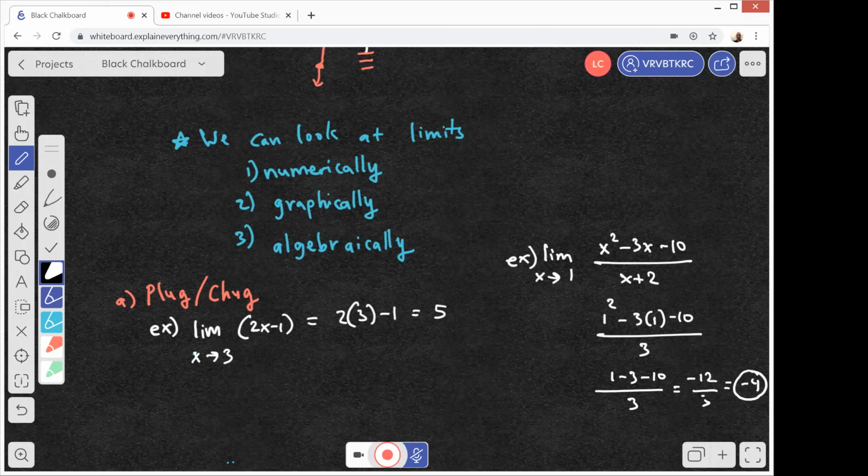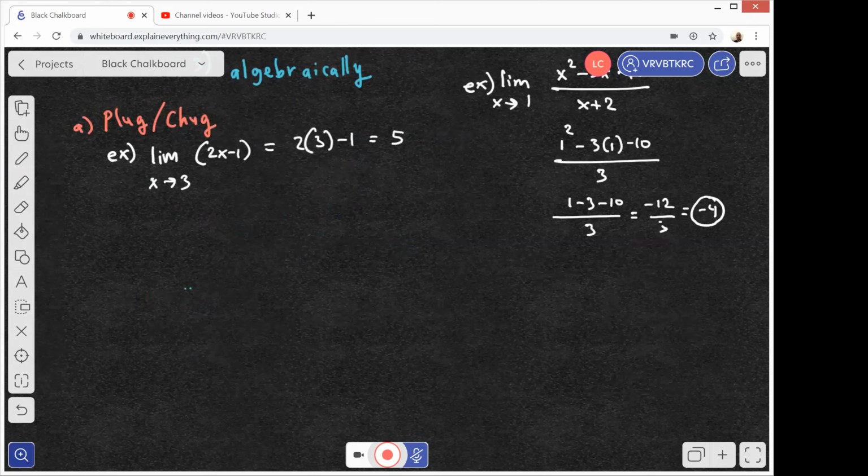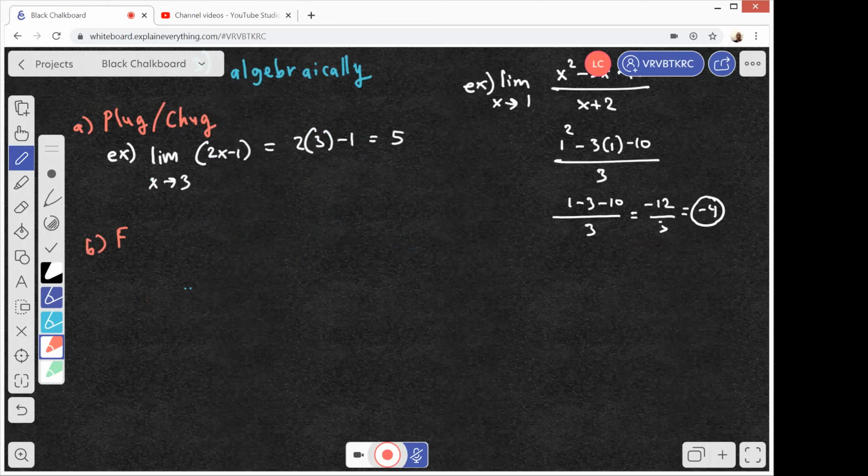All right, next example. Let me just move up a little bit. So we're done with plug and chug. Leave that there if you still need that. The next method is called factor and simplify. Uh-oh. Do you guys remember how to factor? I hope you do. If not, it's a little review right now. Okay, so here we go.